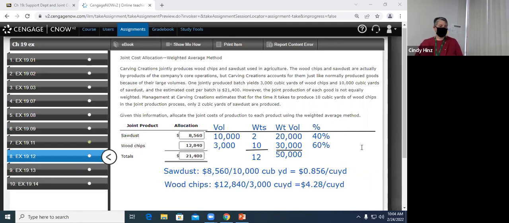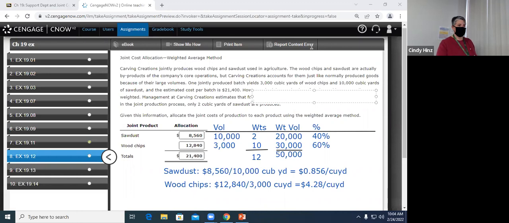We end up with a cost of $4.28 per cubic yard. It's about 5 times more expensive to produce the wood chips than to produce the sawdust. And that makes sense based on what we are told here.